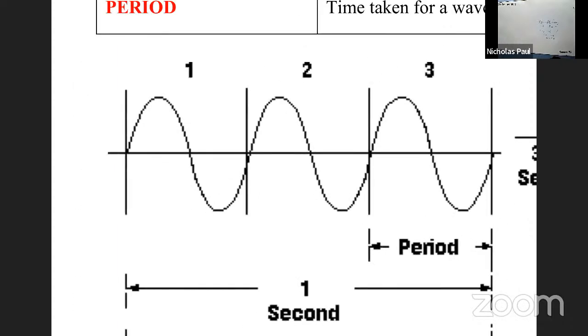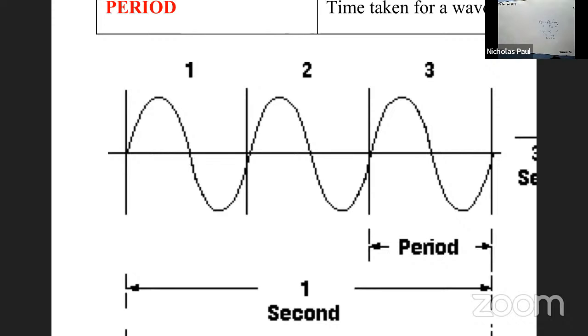Quick question. How many cycles do we have there? So how many wavelengths do we have there? 3. That's okay? Right. I'm going to ask a few questions. You're okay with that? We have 3 waves? 3 wavelengths? Right.